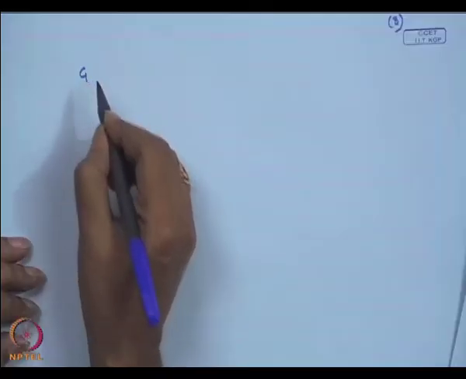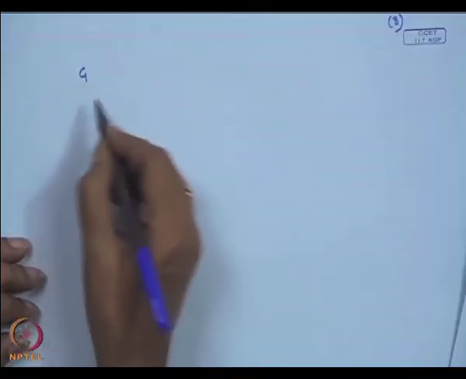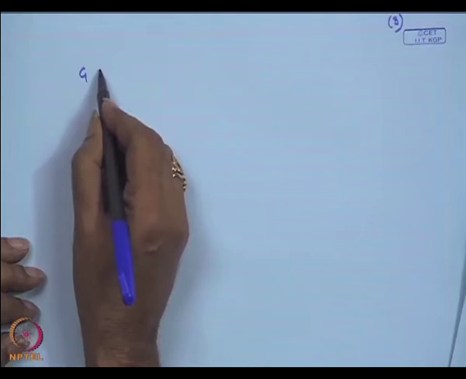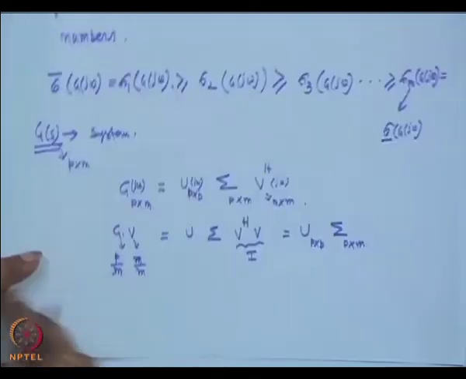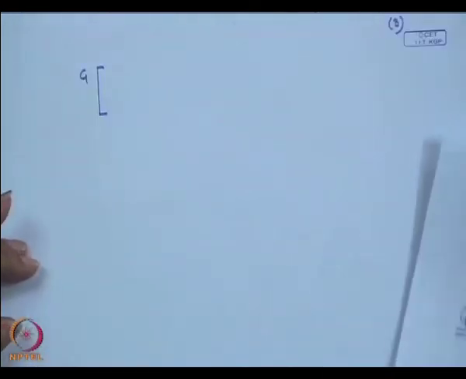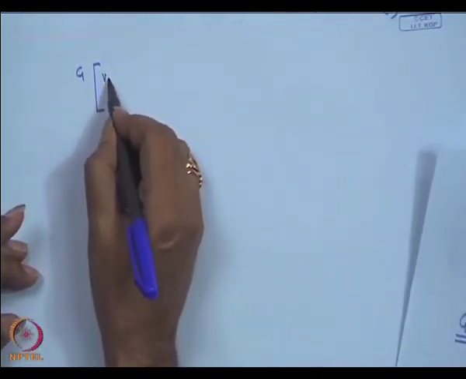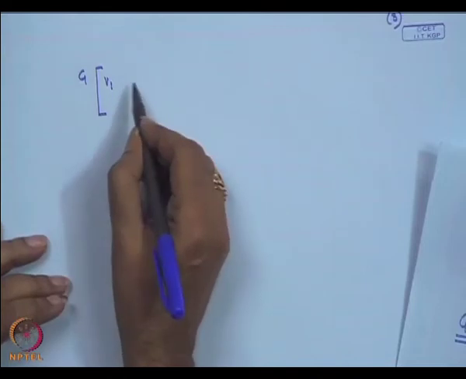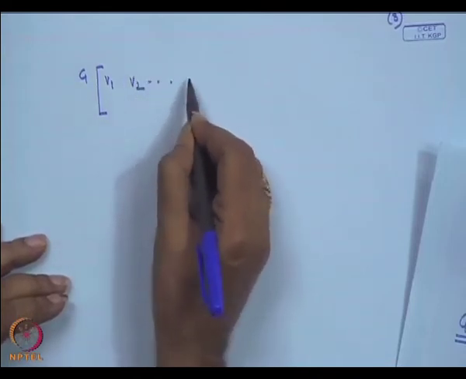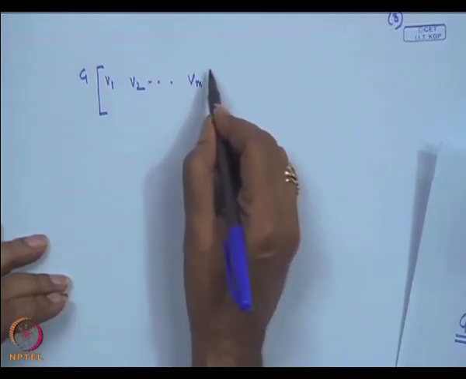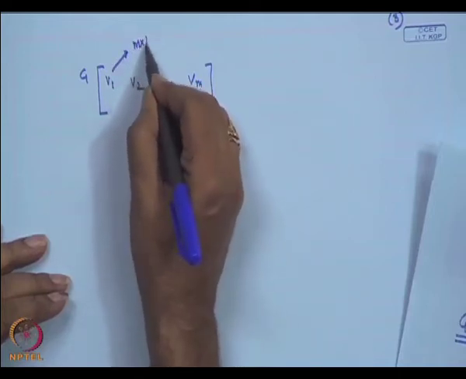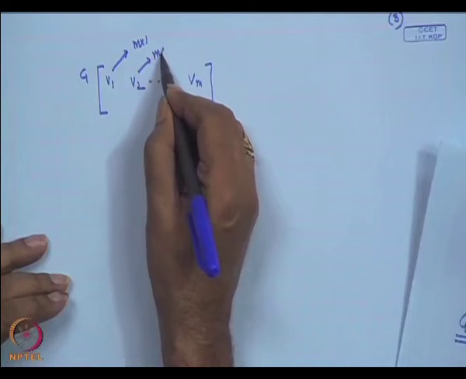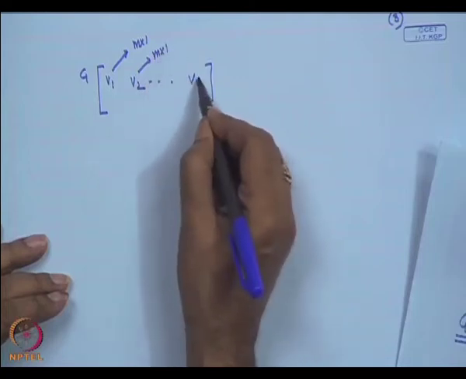G is a system matrix at a particular frequency, we know G(jω). Agree? What is the dimension of V? M cross M. So we have M vectors, V1, V2, up to VM, and the dimension of V1 is M cross 1. This is also M cross 1. In such a way, we have M vectors.